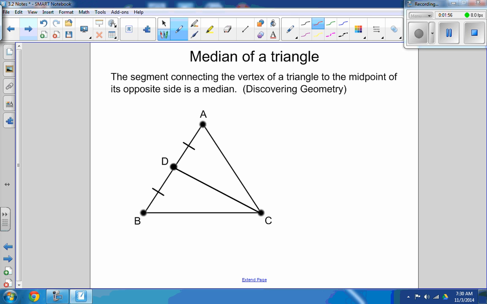The median of a triangle: a segment connecting the vertex of a triangle to the midpoint of its opposite side is called a median. So you'll notice here the median goes from a vertex to the midpoint. We know it's at the midpoint because it cuts the side in half. So that's the median of a triangle.